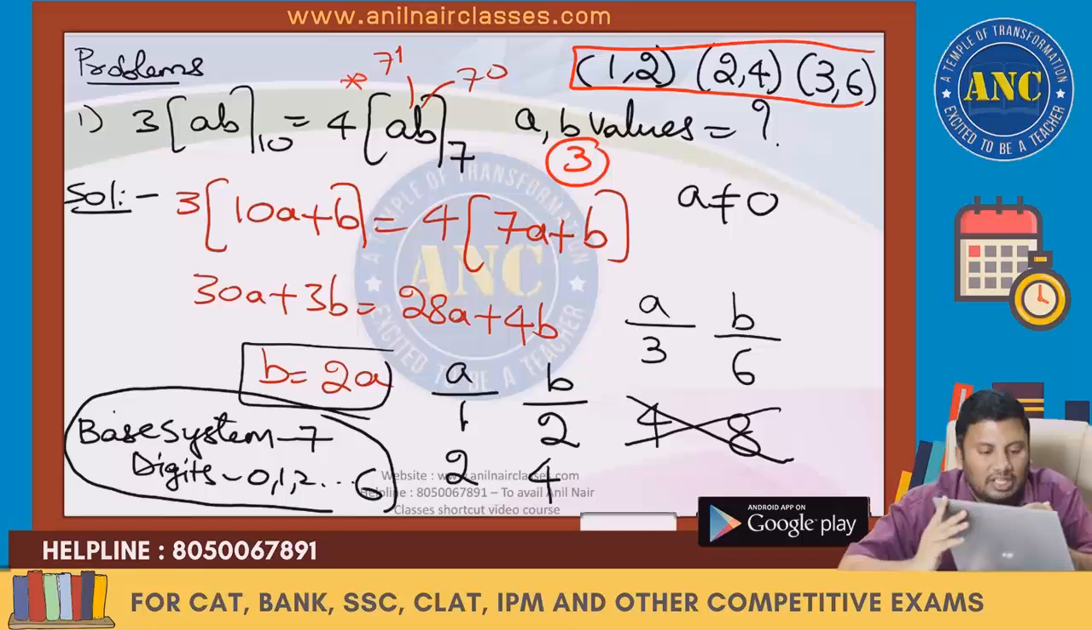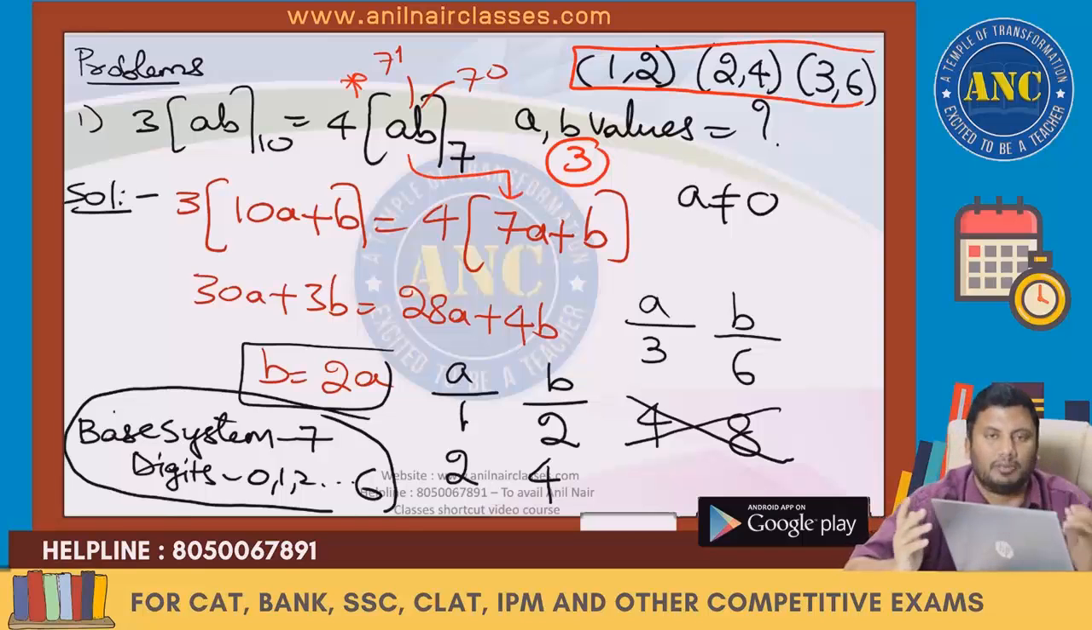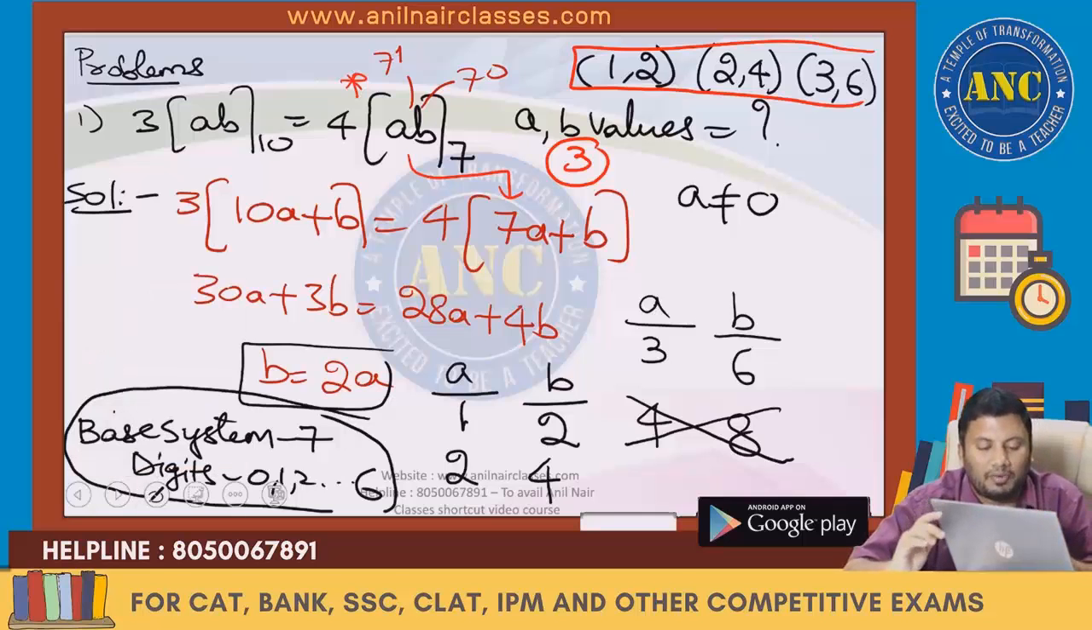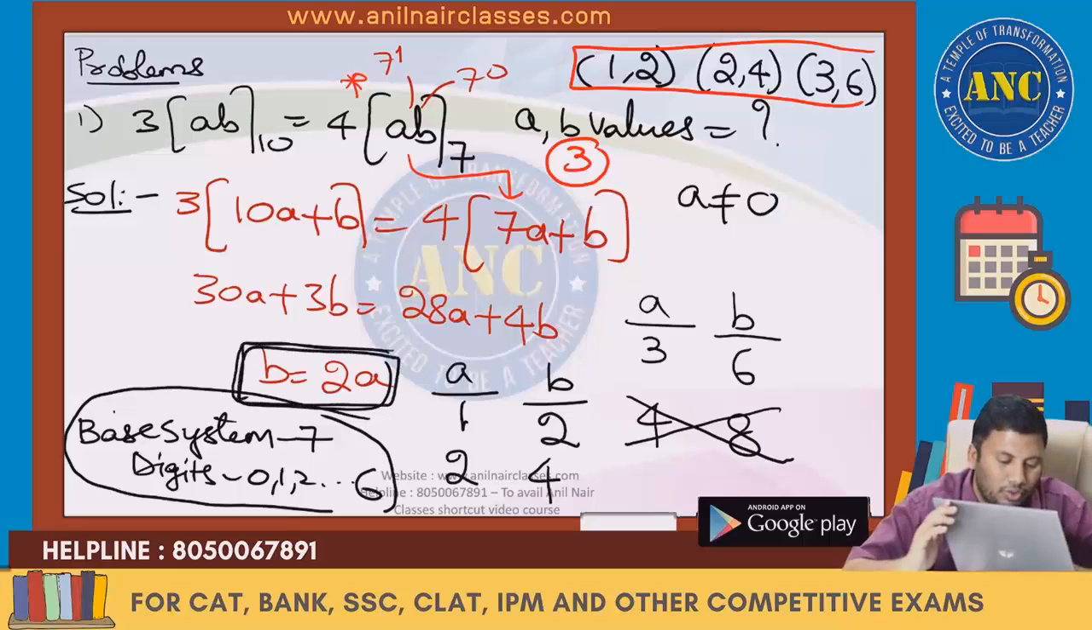This is in non-decimal. I converted it into decimal. For converting non-decimal to decimal, multiply with the powers of the bases: 7 power 0, 7 power 1. So this will be 7A plus B. 30A plus 3B equivalent to 28A plus 4B. 4B minus 3B is B. 30A minus 28A is 2A. B equivalent to 2A. Anil sir, why did you not take A as 0?